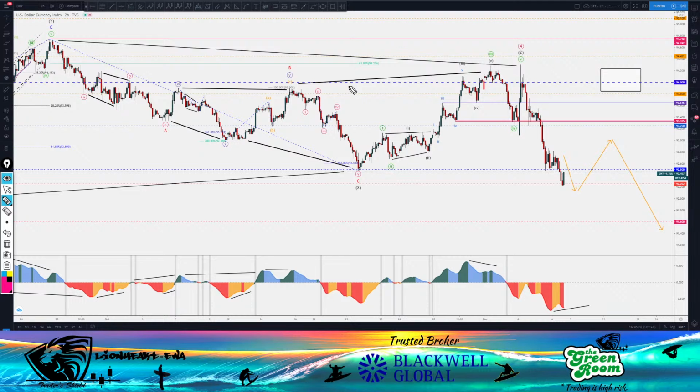Dollar index here on the 2-hour time frame. I don't like the way it actually dropped right here. I would like to make this clear.